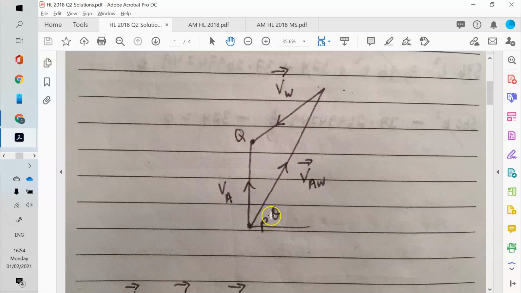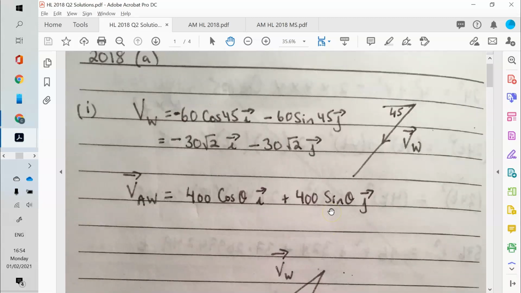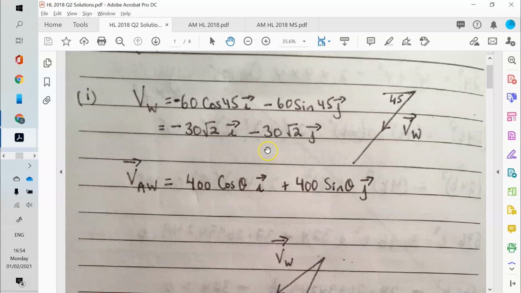We're being asked what direction we should head off in. We're looking for this angle theta that I've marked into this diagram. The velocity of the wind is coming from the northeast, so we can put in that angle of 45 degrees there, and we were told it's 60 kilometers an hour, so we can write the vector for the wind as minus 60 cosine 45 in the i direction, minus 60 sine 45 in the j direction.